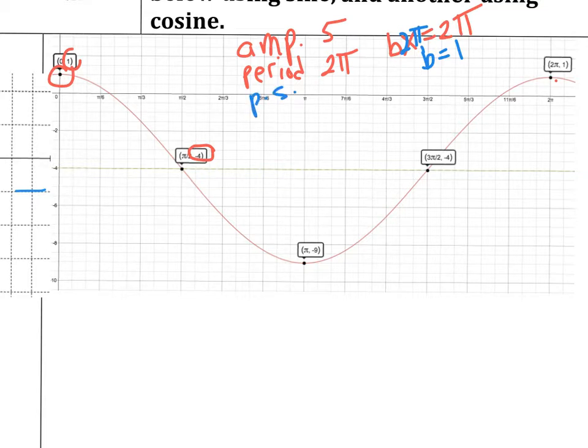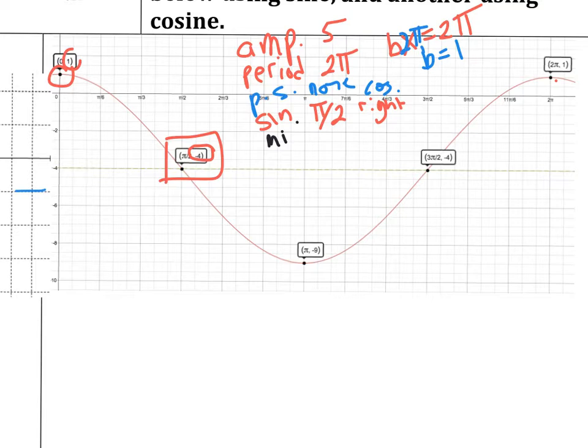Okay. Phase shift. For cosine, we're starting at 0, that's the top. None for cosine. And for sine, I know I need to start at the middle. It looks like I can start at a phase shift of pi over 2 to the right. Last bit of information I need is the midline. And here it's pretty clearly at -4. Okay, so cosine.